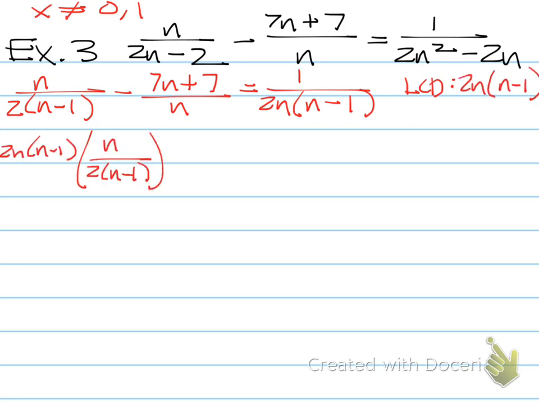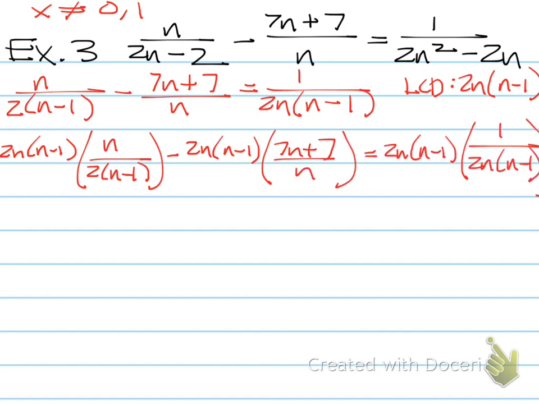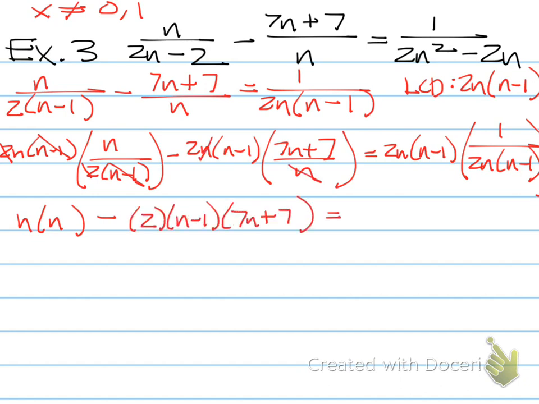Multiply that by all three terms in the equation. Cancel what you can cancel. The 2's will cancel in the first term, and the n minus 1's, leaving us with n times n. And then in the second term, the n's will cancel, leaving us with 2 times n minus 1 times 7n plus 7. And in the last term on the right side of the equation, the 2n's will cancel and the n minus 1's will cancel, leaving us with just 1.